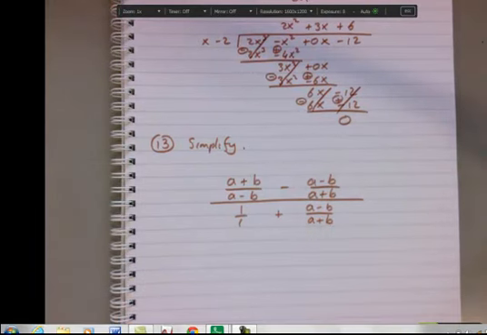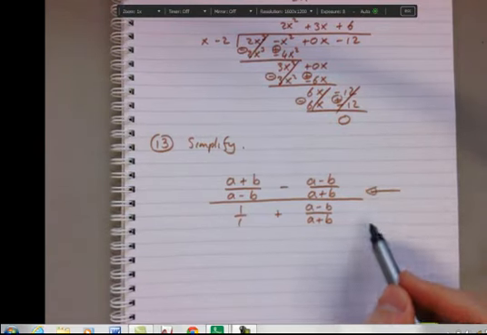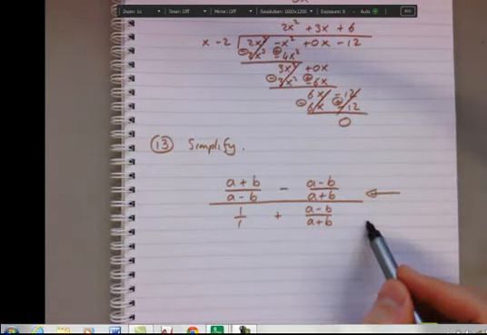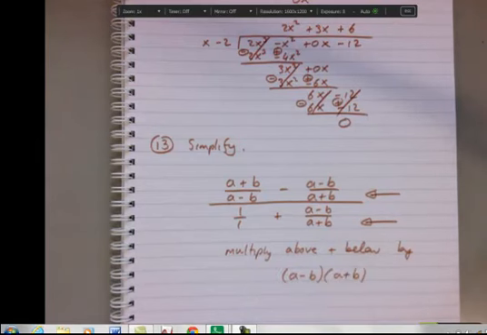So I suppose looking at that, it's a compound fraction first of all. The bits that I want to get rid of would be anything that's on this row and anything that's on that row. So the denominators of the numerator and the denominator of the denominator. So a nice easy way to deal with that is to multiply above and below by a minus b and a plus b.